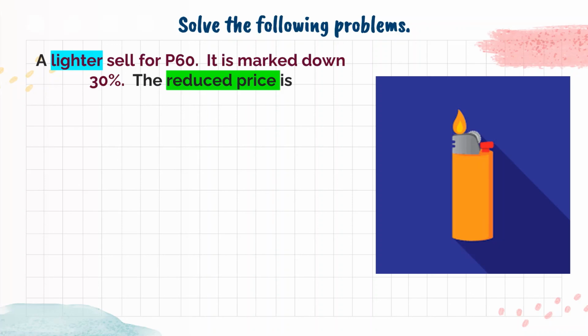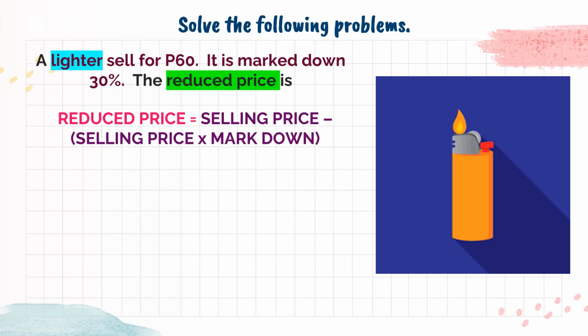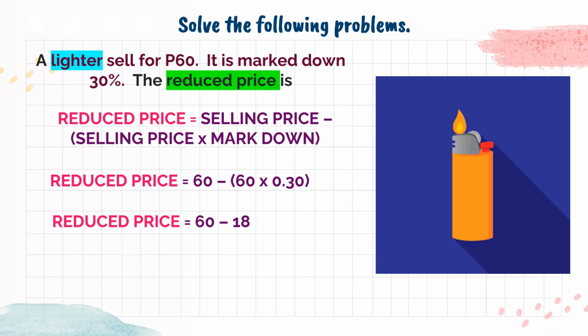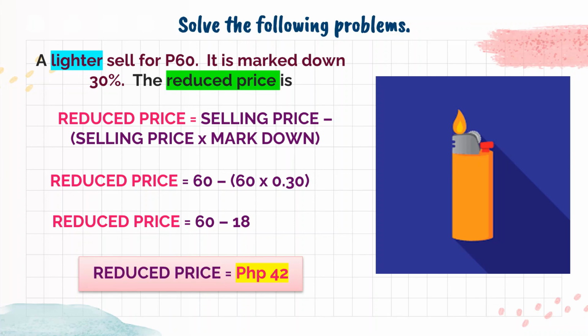A lighter sells for 60 pesos and is marked down 30%. So the reduced price is equal to selling price minus selling price times markdown. 60 minus 60 times 0.30 or 30%. So 60 minus 18, the answer is 42 pesos.